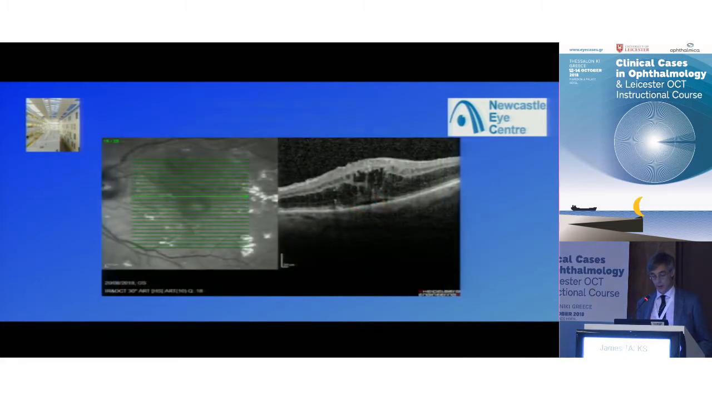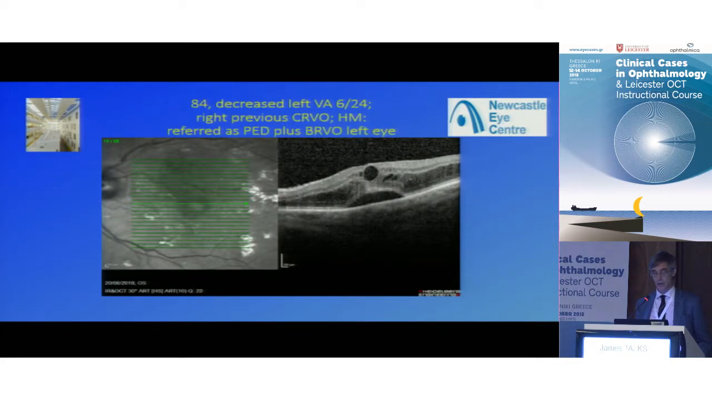So this feature, and you will see it as I show various other cases, this is not AMD, this isn't really a PED, this is just a feature of having quite a large amount of macular edema. So as the macula swells, this layer will lift up too. And so it doesn't mean they've got AMD at all. There's no drusen, there's nothing else wrong with this deeper layer here.